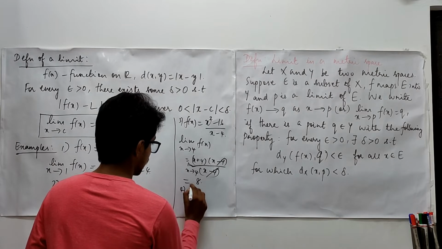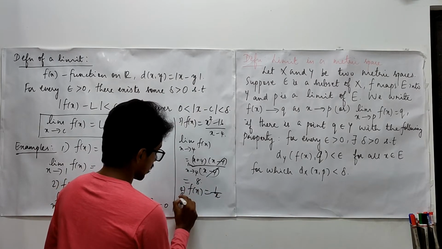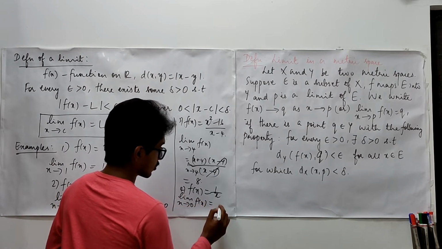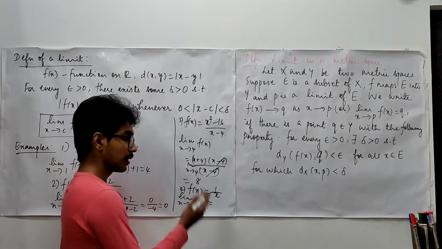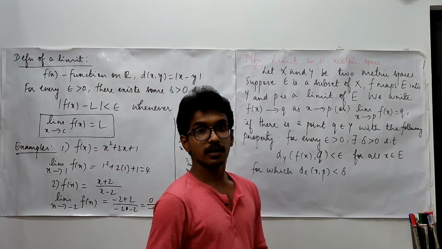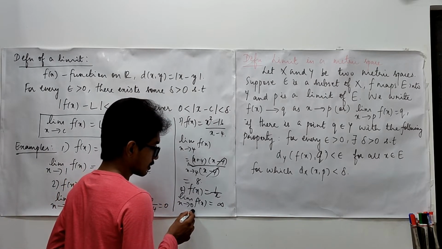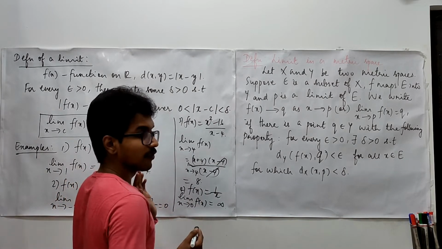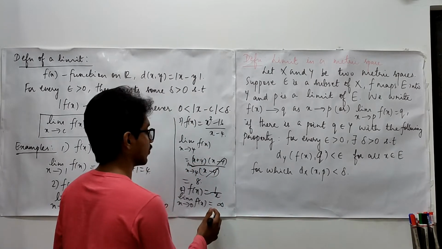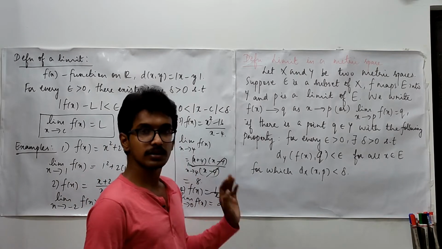Let us take one more example, 1 upon x. The limit as x approaches 0 of f of x is going to be what? It grows infinitely. This is going to be infinity. Here we are talking about x approaching 0. Whether you approach from the left or from the right, you are going to get infinity in both cases. So it is infinity.